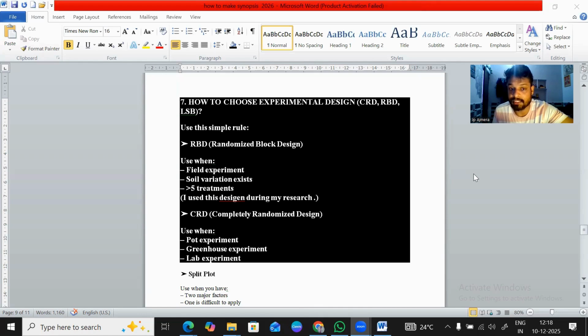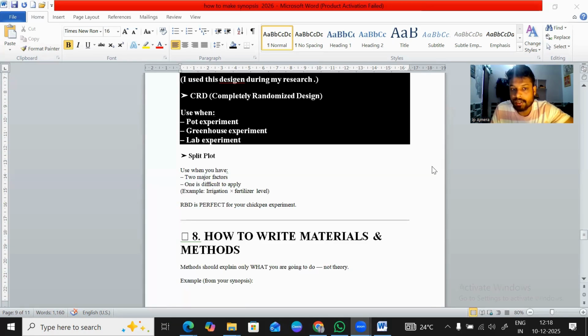CRD, completely randomized design: use it when you are preparing a pot experiment, a greenhouse experiment, or a lab experiment. This design is very simple. Split plot design: use it when you have two factors to study at one time, where one is difficult to apply, for example irrigation plus fertilizer levels. RBD is perfect for the chickpea treatments.